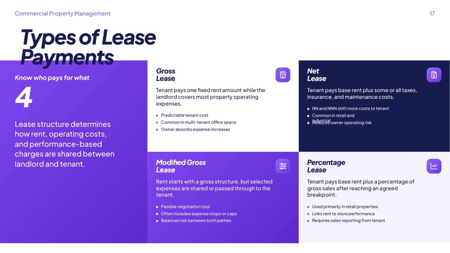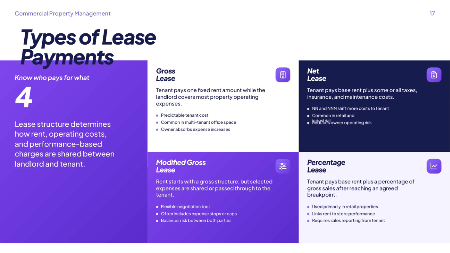Then we have the modified gross lease. Here, rent begins as a gross amount, but certain expenses are shared or passed through to the tenant. This lease type is a flexible negotiation tool and often includes expense stops or caps. It strikes a balance in risk sharing between landlord and tenant.